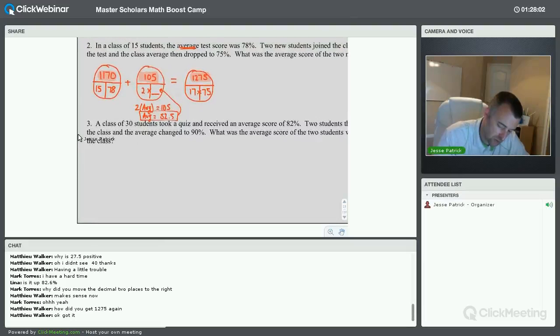So here we got a class of 30 students, took a quiz, and they received an average of an 82%. So let's write this out. We have 30 students in the class, so 30 things. The average is 82. And remember, if they give us those two bottom numbers, we can get the total. 30 times 82 is 2460.